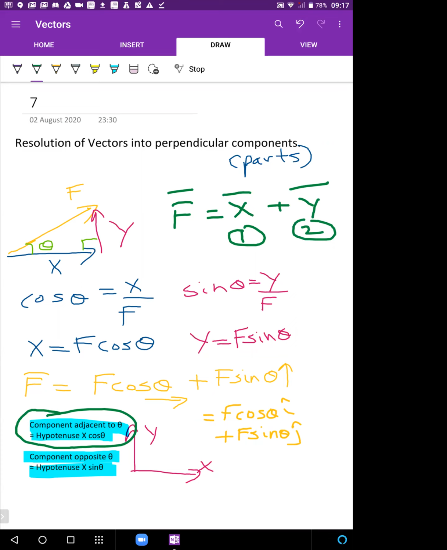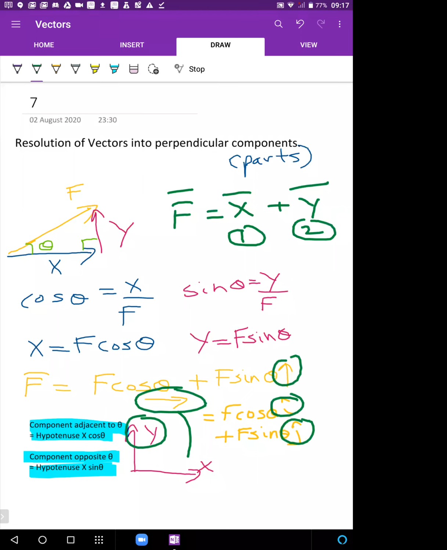Actually, why I drew this x and y, you can skip that. I think I just drew that to remind you that this direction is actually i cap and this direction was parallel to y, therefore it's j cap. That's why I drew it.